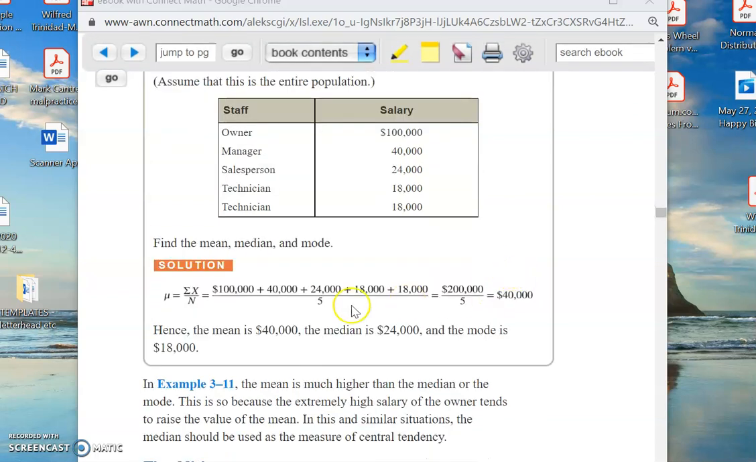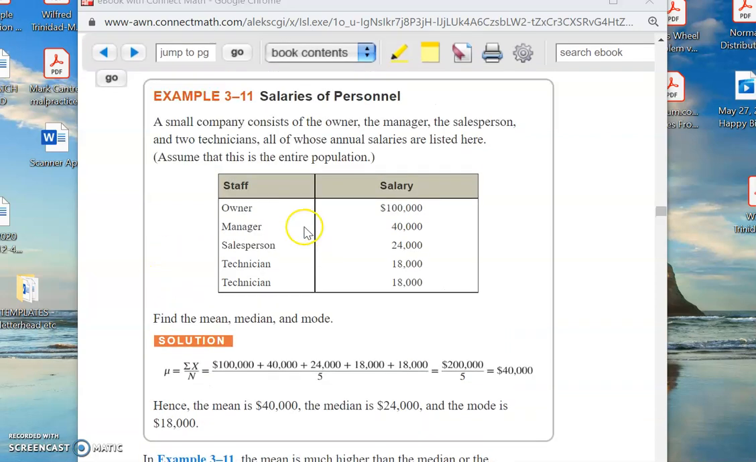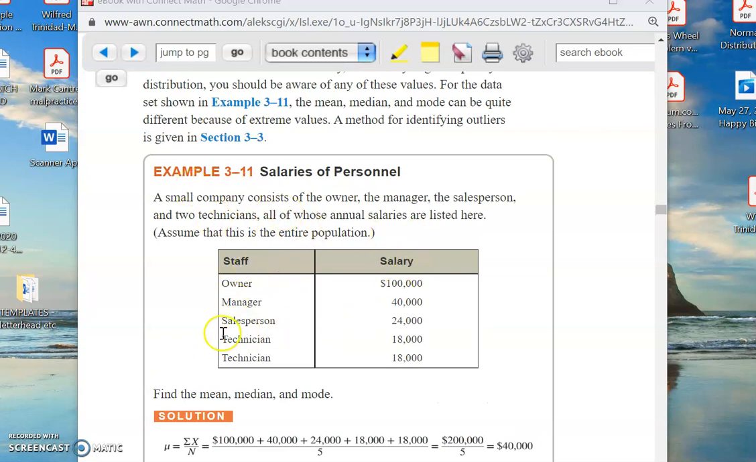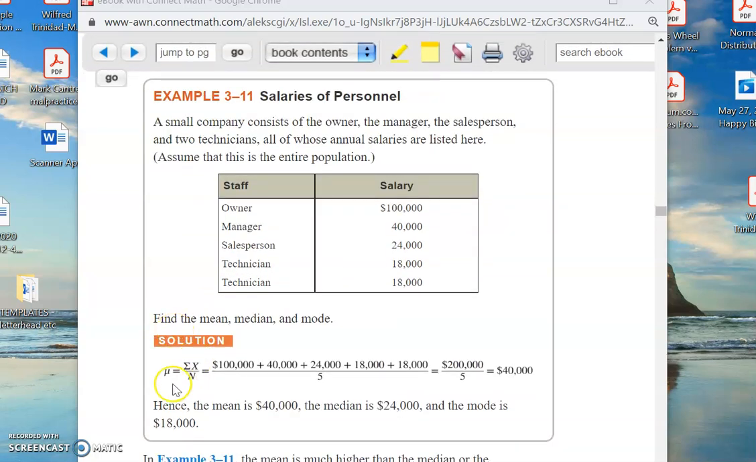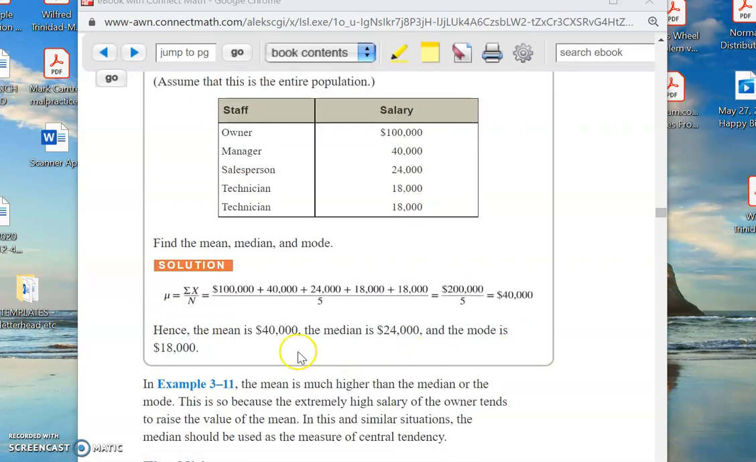Finding the mean is very straightforward. You just add them all up and divide by the number of data points, and you come up with an answer. Now, you'll notice here he says mu. The fact that he says mu tells me that this is a parameter, not a statistic. It's a parameter because this is the entire population we're interested in. This is a small company. This is not a sample, so we're not saying X bar here. We're saying mu because this is the entire population. When we calculate the mu, we come up with 40,000. So that's what the mean is.